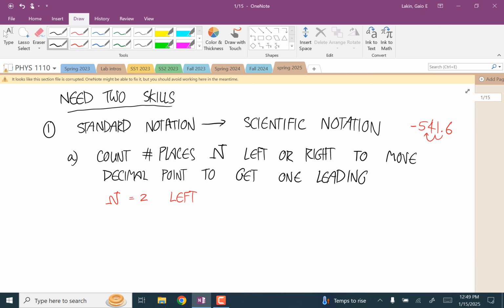And then second, if you moved left, then it's going to be times 10 to the n. And if you moved right, it's going to be times 10 to the negative n.